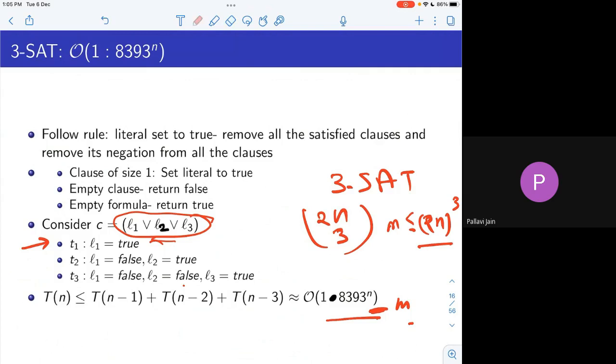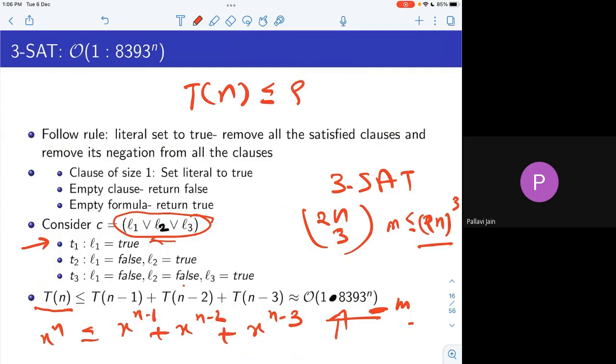So if you solve this formula, suppose you know that T(n) is some x^n running time, then this will be x^(n-1) running time, this will be x^(n-2) running time, and this will be x^(n-3) running time. If you solve this equation, the root will be 1.8393. So this is how you get this running time. Otherwise you might get T(n) is less than or equal to 8 times T(n-3). That is the formula that will give you 2^n. But since we are doing it a bit smarter, this formula gives us a better running time.